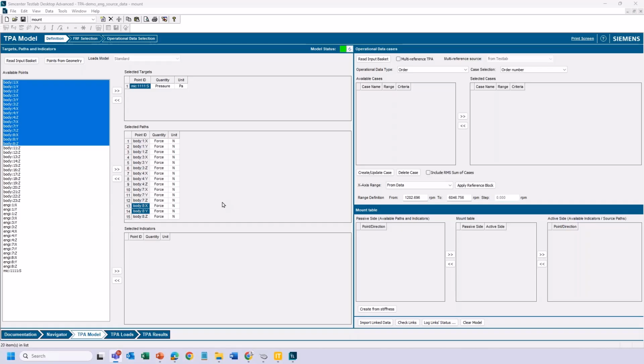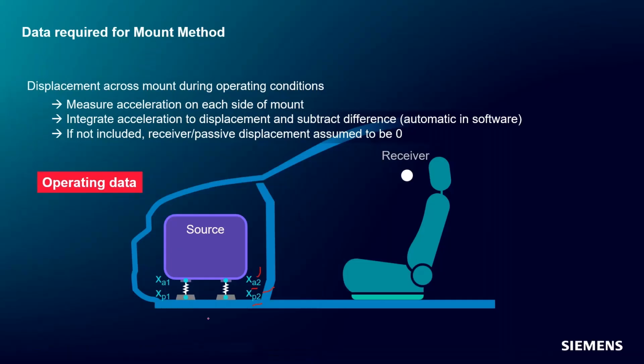Indicators. What do we need there, Steph? The other body mounts that would be measured on the passive sides, 11 through 23. Well, all the bodies are on the passive side, and these are our paths. What we actually need for each mount is the passive side of the path, right? But we also need the active side of the path.